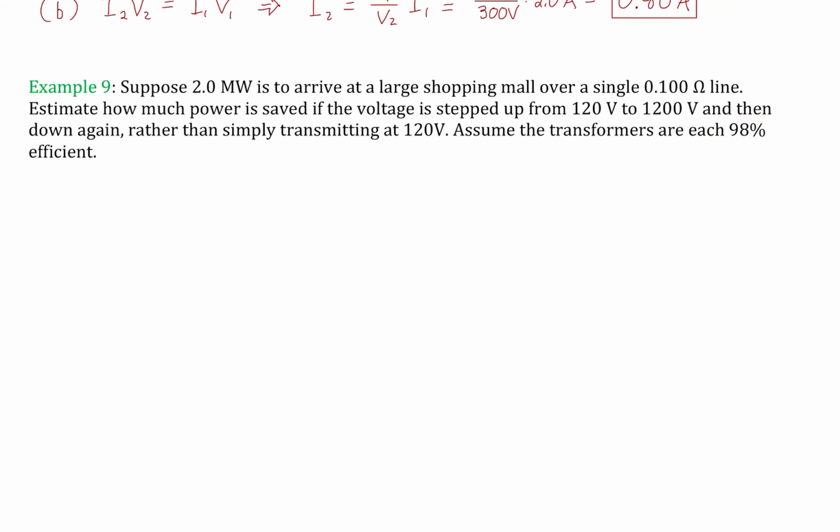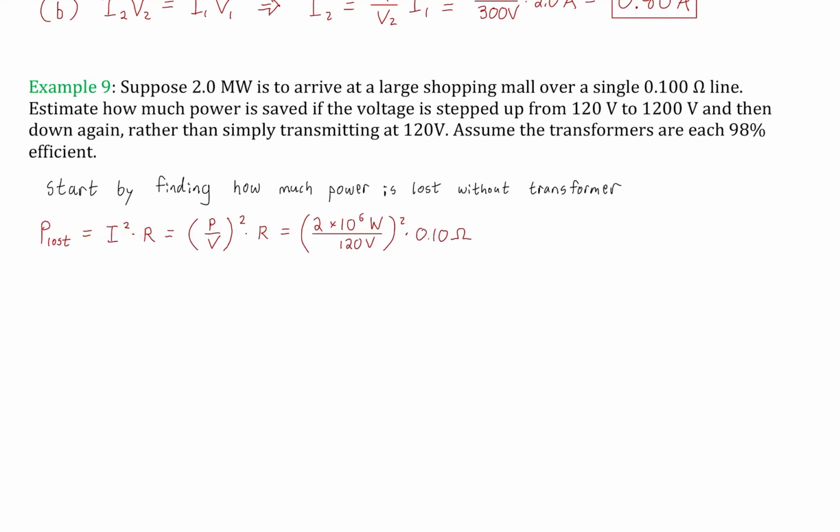We're going to start by finding out how much power is lost without the transformer. This is just if we left it running at 120. So this is P lost, which is I squared times R. Now, I squared we can rewrite as (P over V) squared, because we know the amount of power: we want to deliver 2 megawatts. We don't know I, and we could solve for I, but instead I'm just going to do a substitution. That gives us a power loss of 2.78 times 10 to the 7 watts.